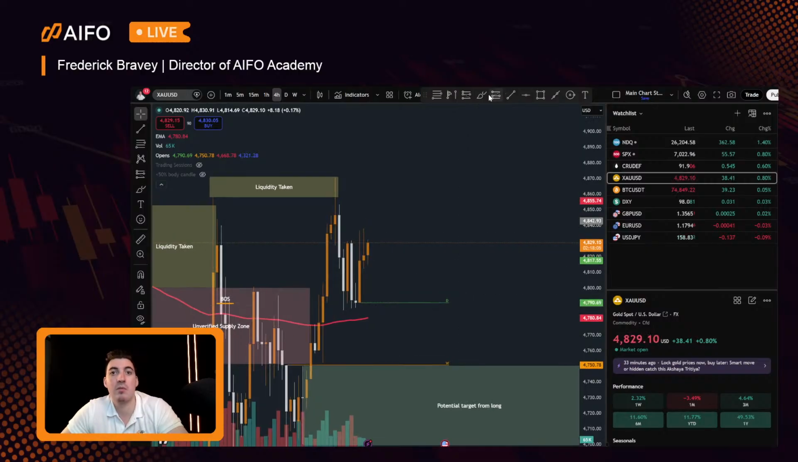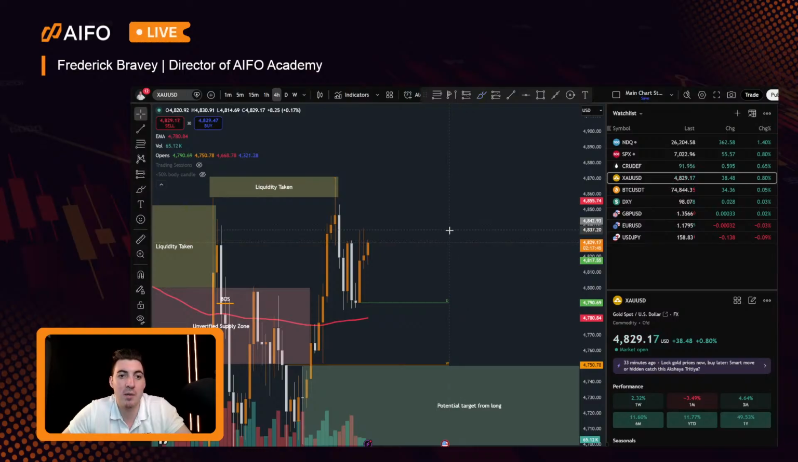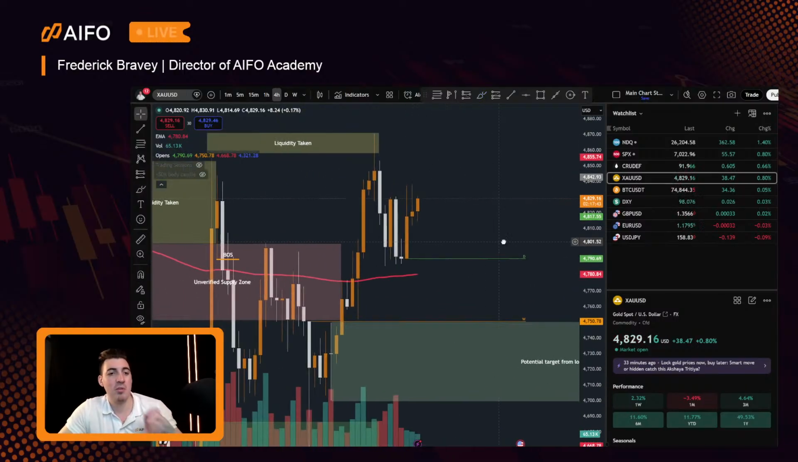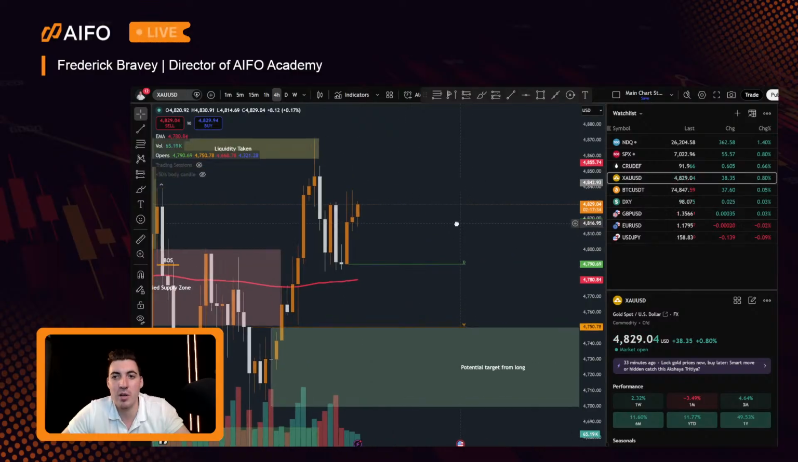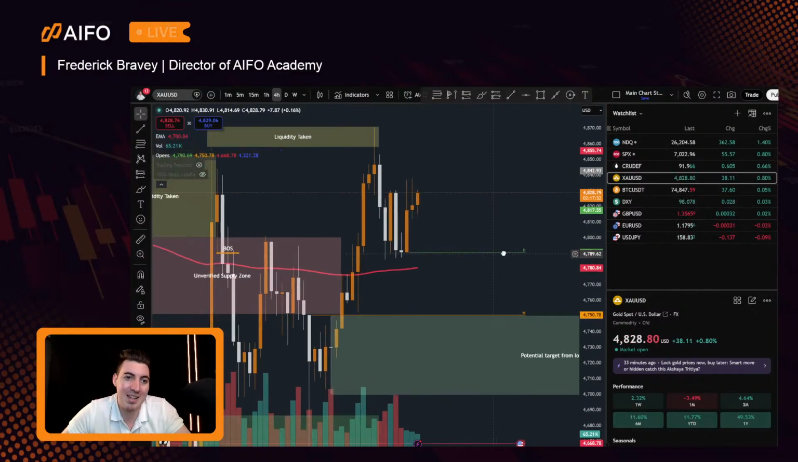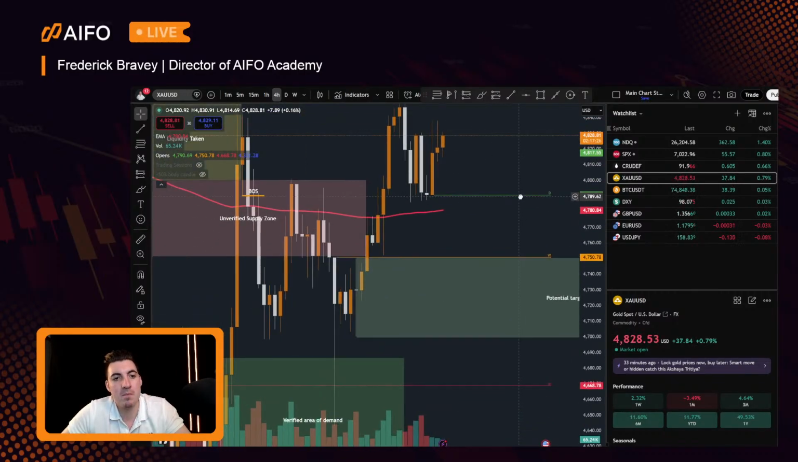Let's hope. Or another play might be we see a break of structure here, and then we would take this region as our tap in zone. So it might come up here like that. It's another little play on gold. Nothing's really forming here. You can see a bit of really nice push into the upside, but then it's just consolidation, and we don't really want to trade during consolidation. We want to see some very clear breaks of structure.